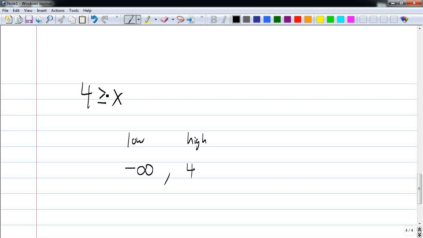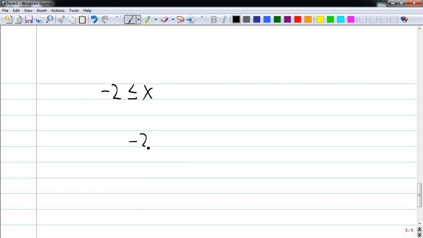Now, because this is greater than or equal to, I have a bracket on the 4. Always use a parenthesis on the -infinity. Let's do another one. -2 is less than or equal to x. Is -2 my low number or my high number? Hit pause, think about it for a second. -2 is my low number. x is bigger than anything -2 and up. So it's -2 to infinity, parenthesis on the infinity, bracket on the -2.